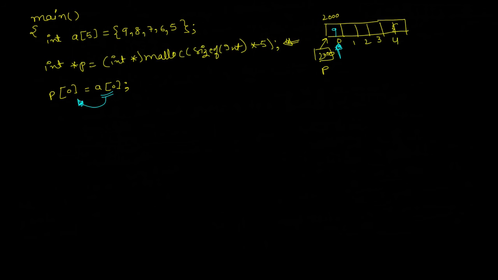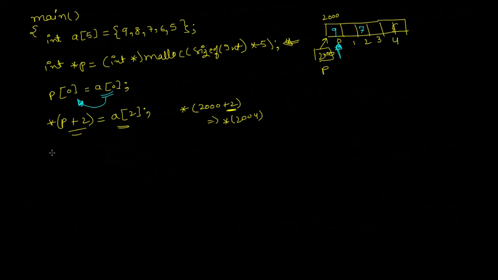Then I can also do something like *(p + 2) = a[2]. That means it is saying *(2000 + 2), which gives me *(2004), because we increment with the scalar value. So 2 into sizeof(int), where the size of an integer is 2 bytes, gives me 2004. At that location we store the value held by a[2]. This a[2] holds 7, so at this location I am storing 7.